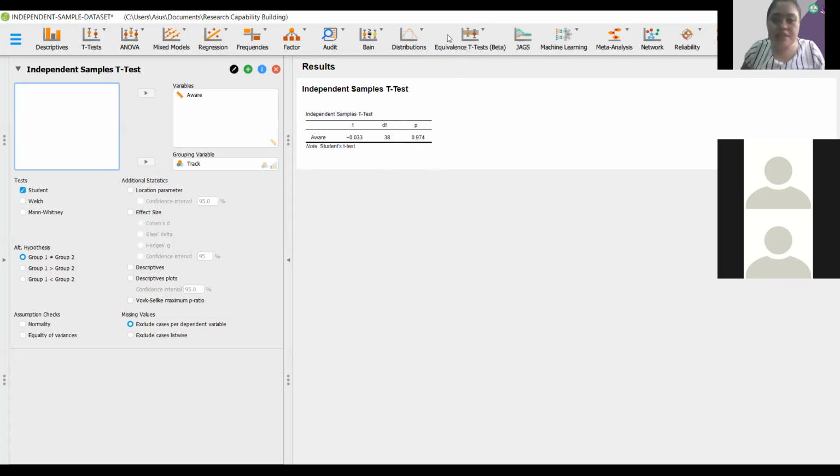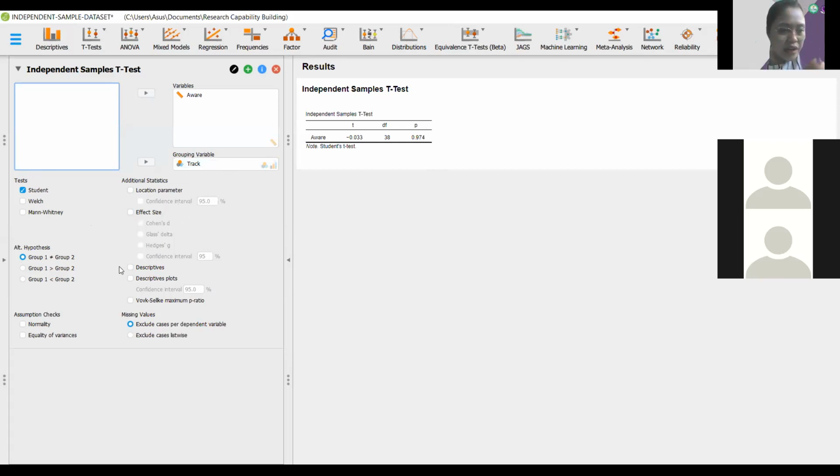But nevertheless, you have there the p-value which is 0.974. Okay? So tingnan niyo, naka-click dito ang Student t-test. That's the Student t-test. The Mann-Whitney is the non-parametric equivalent of the Student t-test. So as the Welch. Pero let's check if this data is really normally distributed.